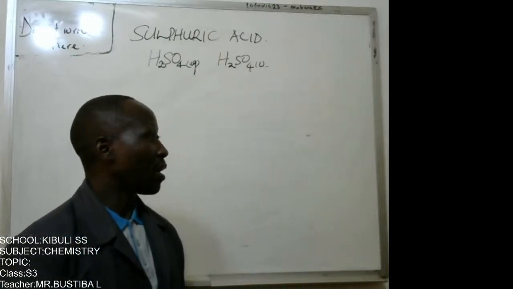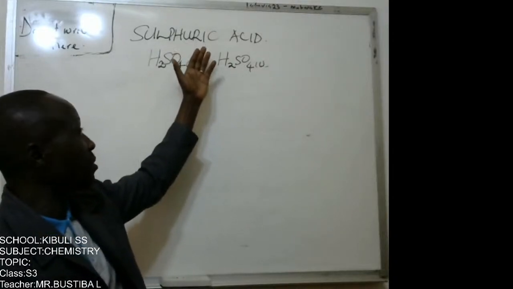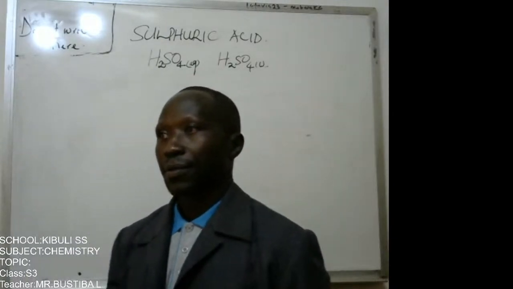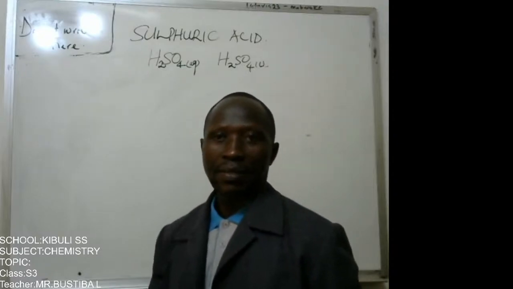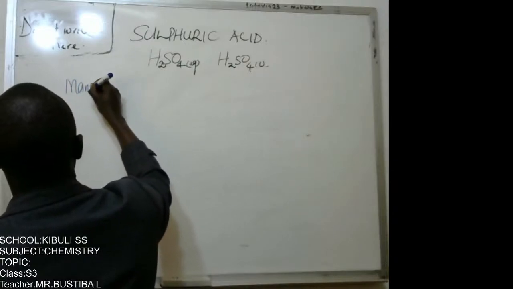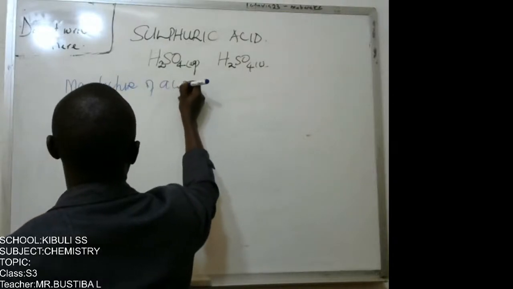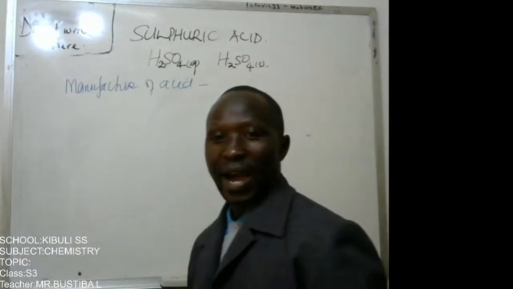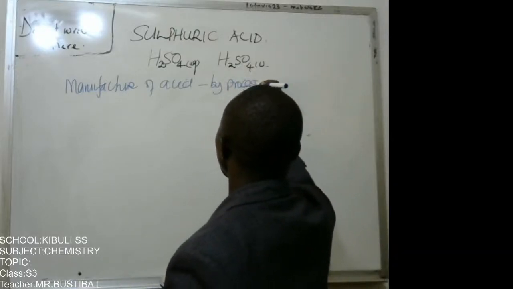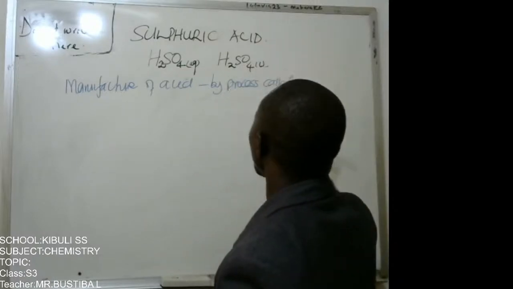This morning, I want us to see conditions under which we manufacture sulfuric acid so that it becomes aqueous and remains as a liquid. The syllabus requires that we describe the manufacture of the acid. This is done by a process called the contact process.